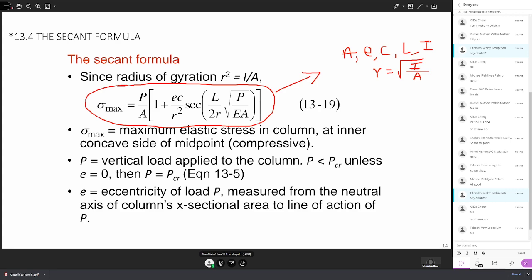E is the property of the material, Young's modulus, so this is never a parameter to be evaluated from this equation. That leaves only two things to evaluate. One is, if you know the load P acting, then you can calculate the maximum stress due to the load P. Or if you know the maximum stress, then you can calculate the load bearing capacity of the column, that is P. So we use the secant formula to calculate either P or the maximum stress sigma max.